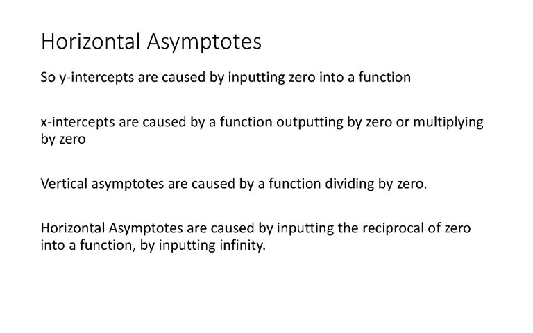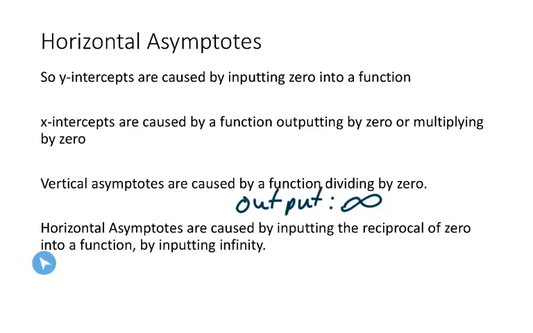Getting to the math, I want to review real quick that y-intercepts are caused by inputting 0 into a function, x-intercepts by a function outputting a 0 or multiplying by 0. And then we learned that vertical asymptotes are caused by a function dividing by 0, or we could also think of that as outputting infinity. One way to think about horizontal asymptotes is they're caused by inputting the reciprocal of 0 into a function, by inputting infinity. So if vertical asymptotes output infinity, horizontal asymptotes input infinity.